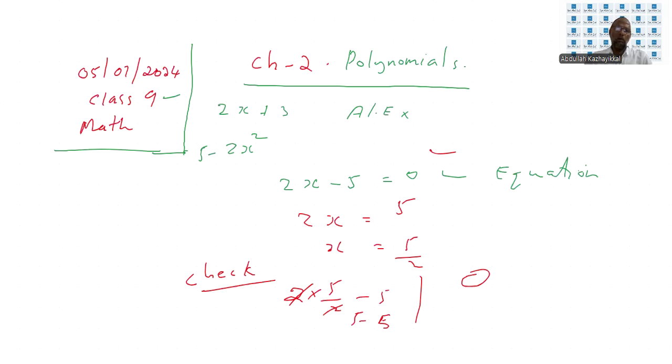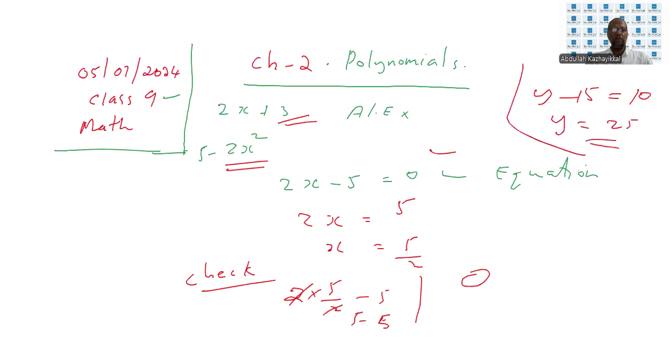But what about this one? 2x plus 3. It is not an equation. This is an algebraic expression. That is why we studied an algebraic expression with an equal sign, like y minus 15 is equal to 10. So we can solve this. y is equal to 25. You know this one. But an algebraic expression we cannot solve.